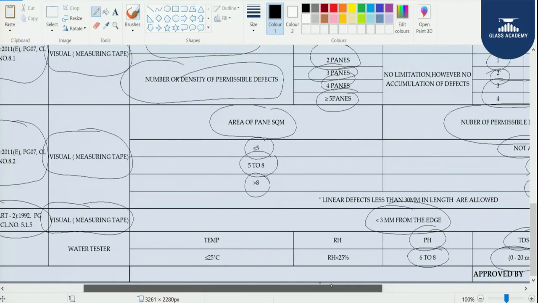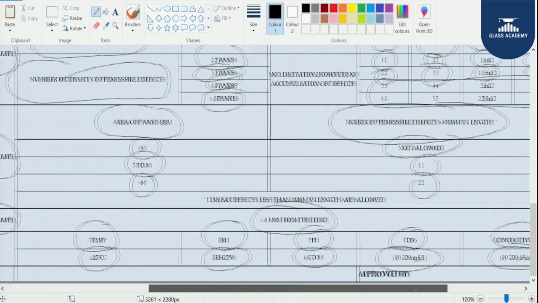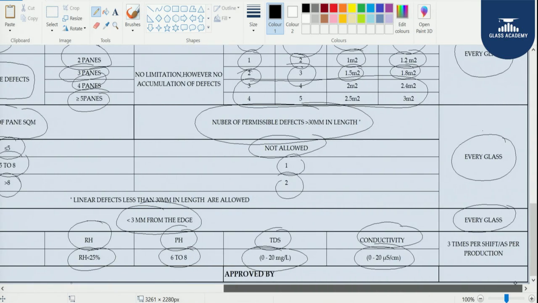Along with the water quality, we need to maintain the temperature and RH values also in the layup room. The temperature should be less than 25 degrees centigrade and the RH should be less than 25% in order to have good adhesion and durability on the glass. And the frequency of testing for these water readings as well as RH and temperature shall be 3 times per shift or based on the load production that we need to decide.